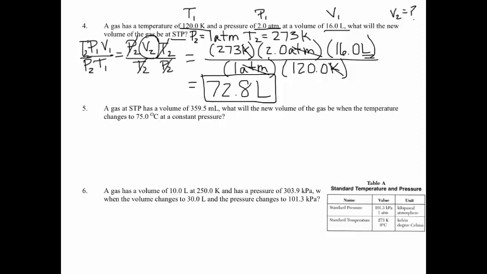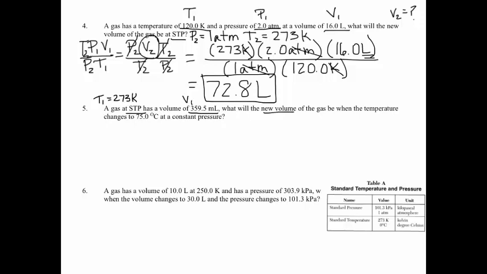The next one, a gas at standard temperature and pressure. I'm not going to write down my value for pressure yet because I need to read the rest of my question before I can decide if it's going to be atmospheres or kilopascals. The volume is 359.5 milliliters, so that's V1.